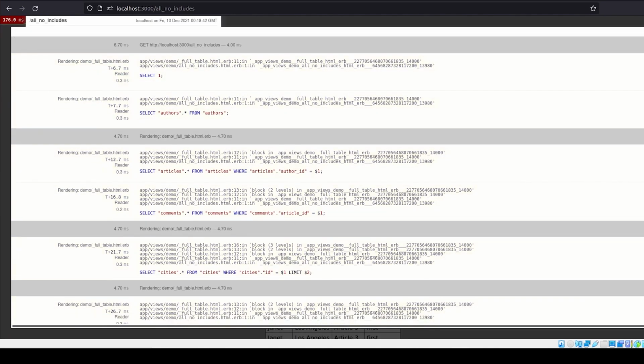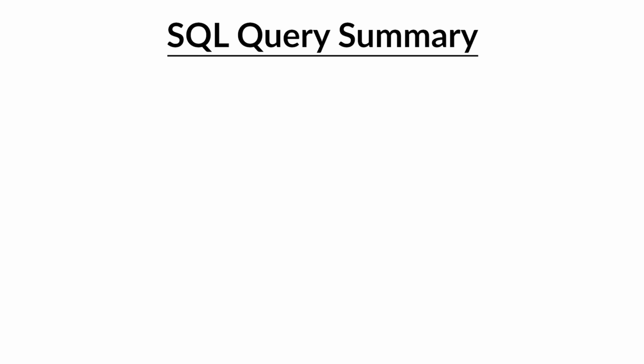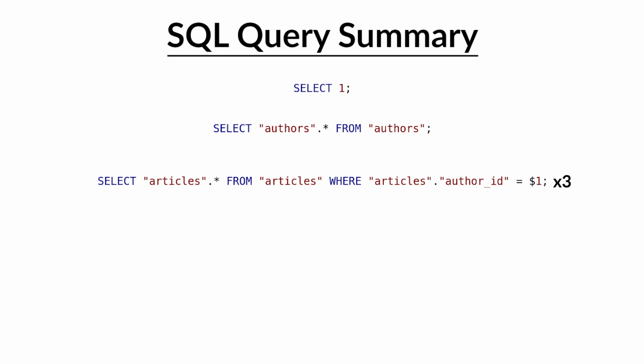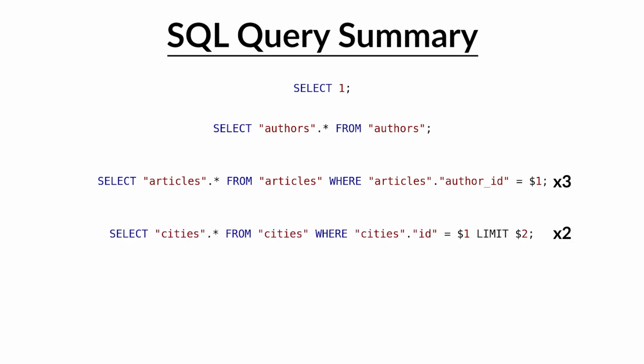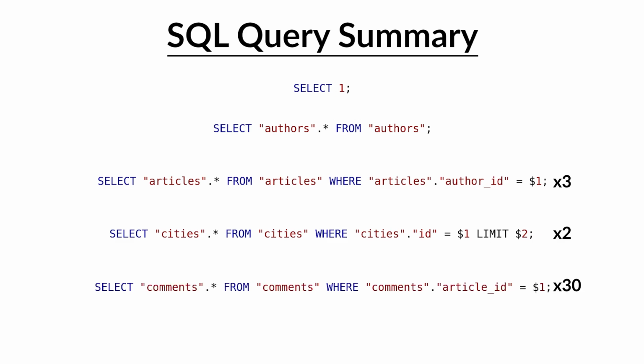There's a lot going on here, so I'll summarize. We have the ping query and the query for all the authors. There are 3 queries for all the articles associated with each of the 3 authors. There are 2 queries for a city with a certain ID, and there are 30 queries for all the comments associated with each of the 30 articles, for a total of 37 queries.